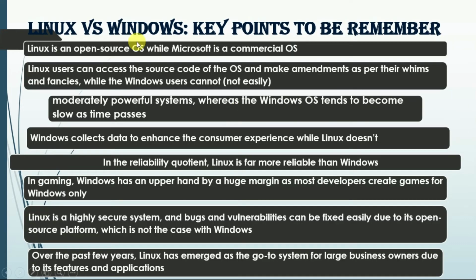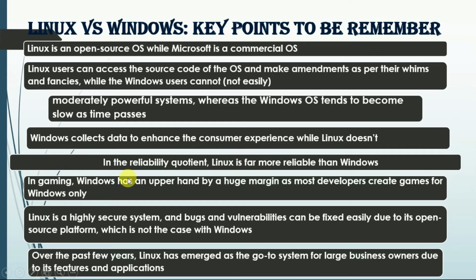And here are some key points to be remembered. Linux versus Windows. Linux is open source while Microsoft Windows is a commercial operating system. Linux users can access the source code of the operating system and make amendments as per their whims and fancies, while Windows users cannot easily. Linux is moderately powerful, whereas the Windows operating system tends to become slow as time passes. Windows collects data to enhance the customer experience, while Linux doesn't. In terms of reliability, Linux is more reliable than Windows.